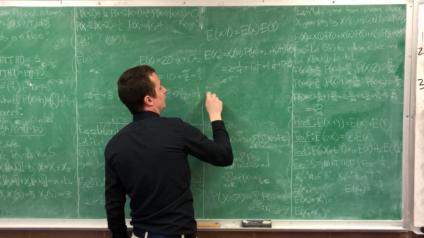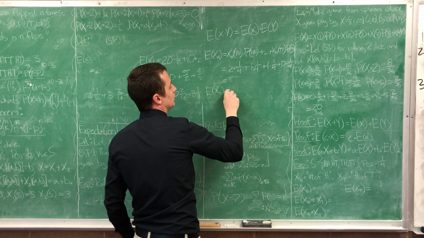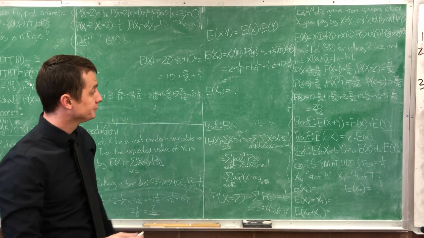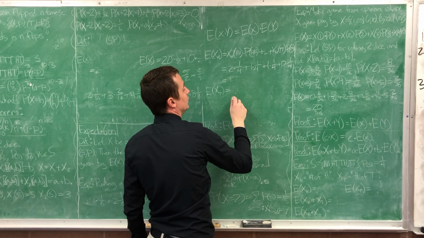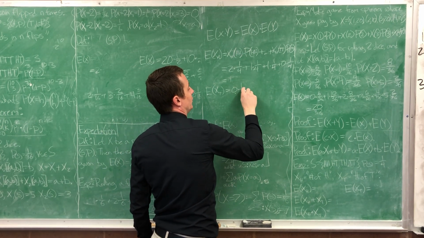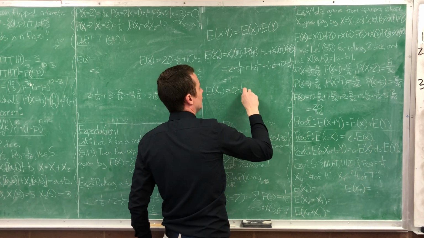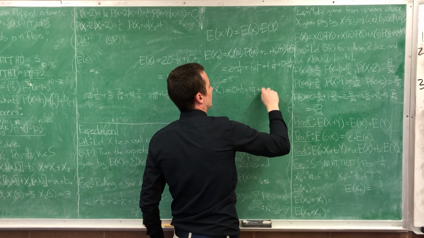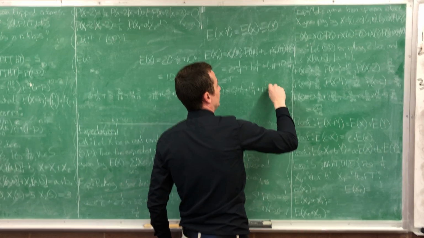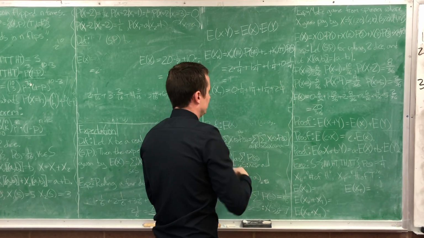Okay, let's do the expected value now of X_T. So we'll start with HH. 0 times 1/4. Now let's do HT. 1 and 1/4. Now let's do TH. 1 and 1/4. Now let's do TT. 2. And all together it equals 1.